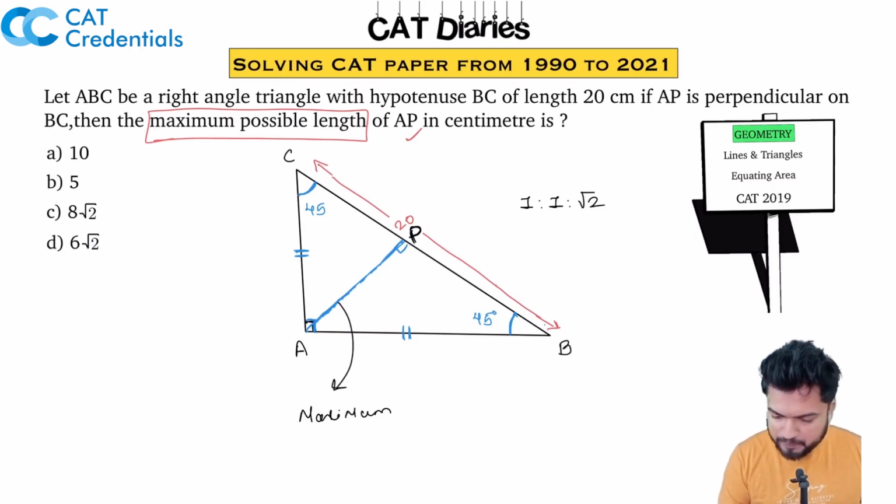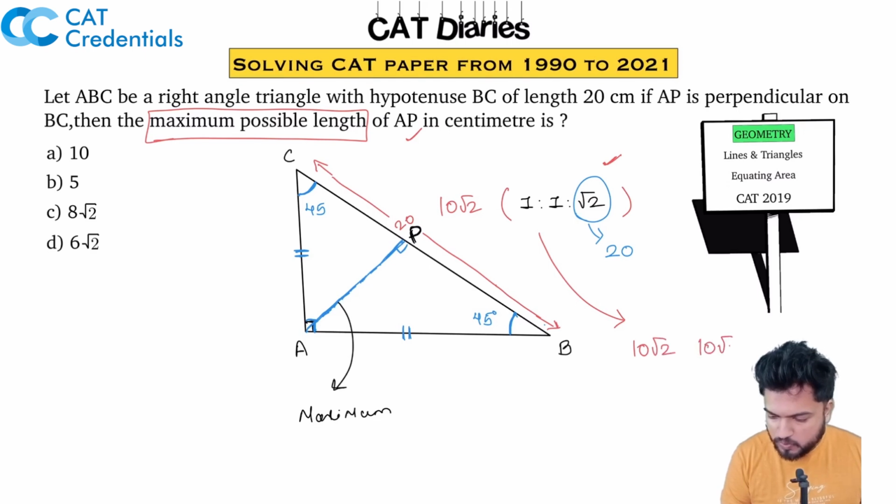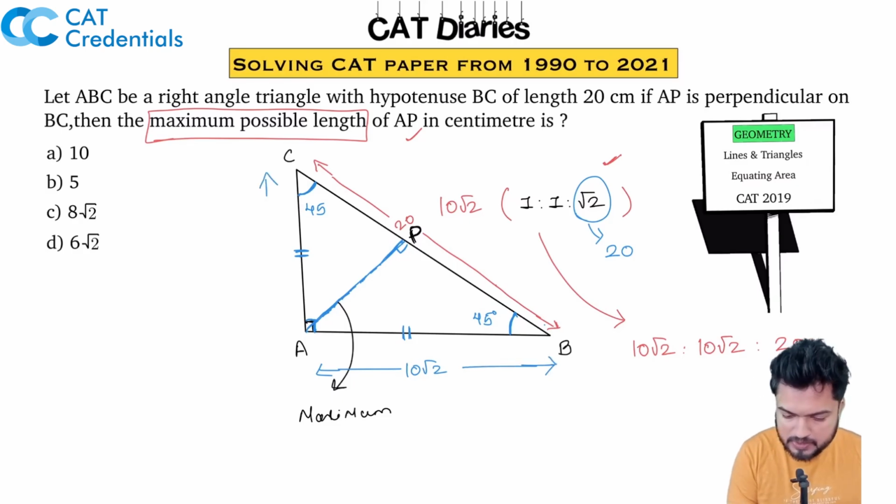What do I know? I know the hypotenuse is equal to 20. When will this become 20? When you multiply the entire ratio by 10 root 2, right? Then only you can say this will become 20. Which means the other two sides will become what? 10 root 2, 10 root 2, and 10 root 2 into root 2, 20. That is your ratio of the sides. Okay, so this side becomes 10 root 2, and so does this side become 10 root 2.